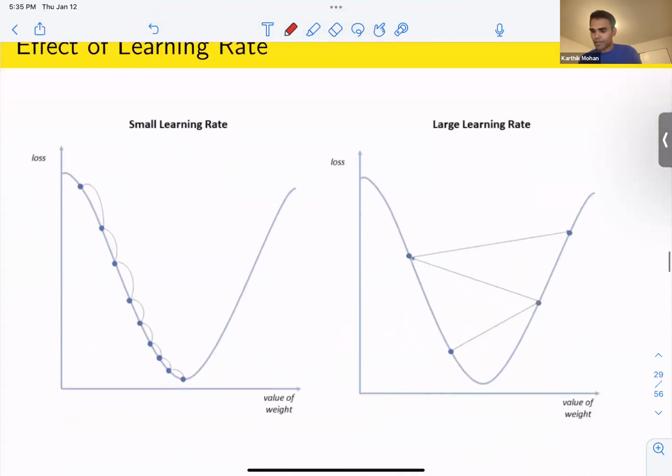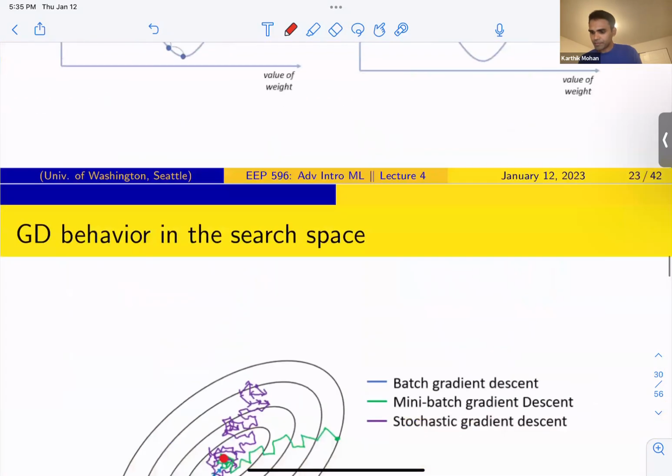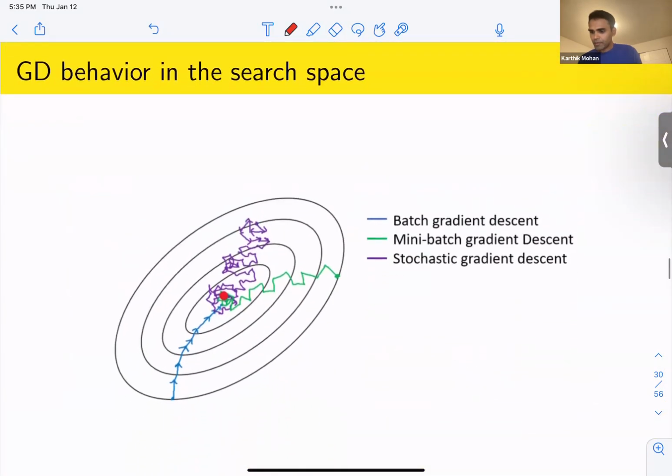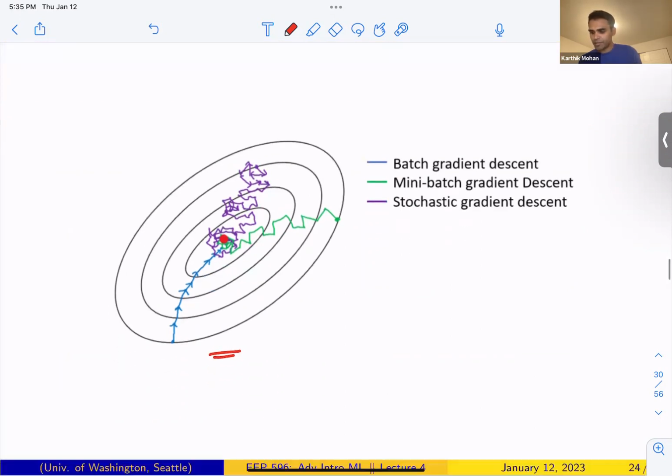And then we spoke about the effect of learning rates. Small learning rates, you're going to have descent. Big learning rates, you might actually explode the loss function. And we spoke about this in the beginning as well. The behavior of gradient descent for batch, mini batch, and stochastic have this kind of a flavor.